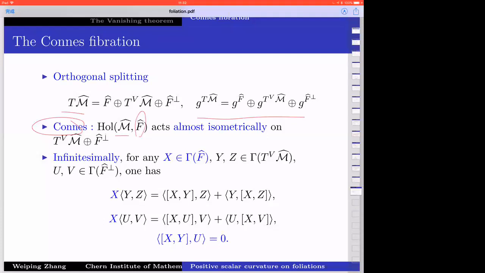Then this one, the Bott connection or the holonomy groupoid, acts almost isometrically on the transverse bundle, which is a split. Now you split it into two sub-bundles. Then take a leafwise section. Then omega x restricted on F hat would equal zero. This is given by this condition. And omega x restricted on the vertical bundle is also equal to zero.